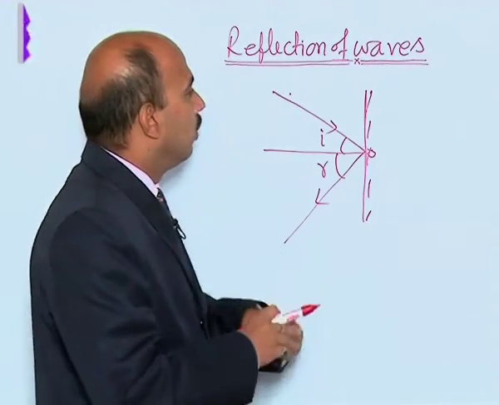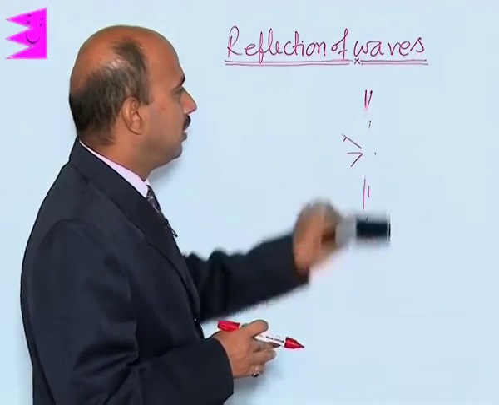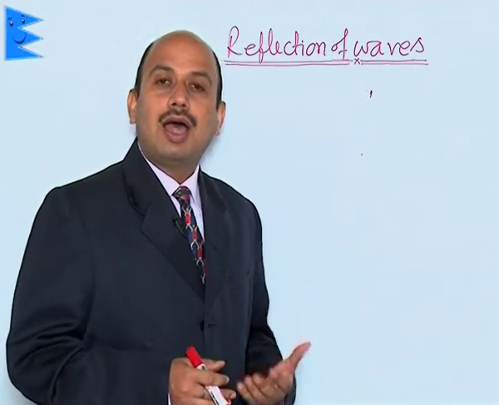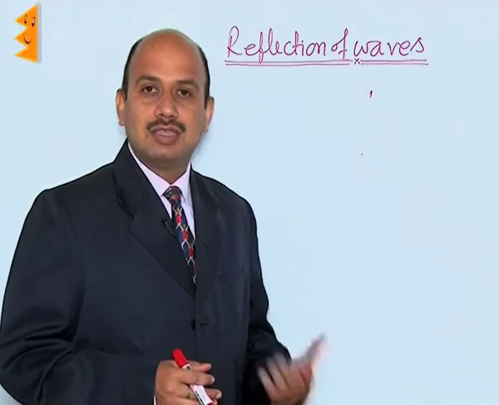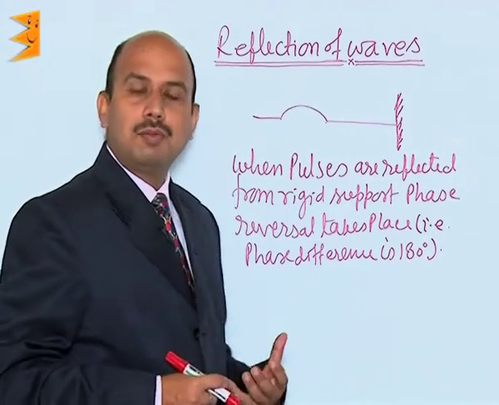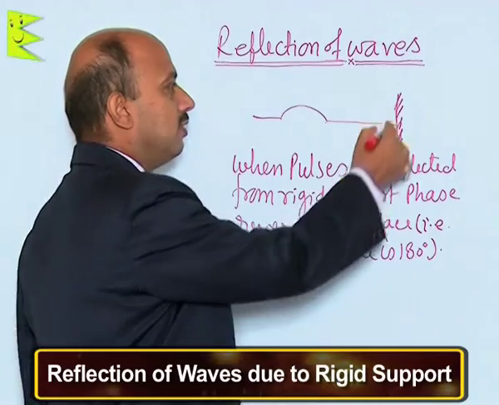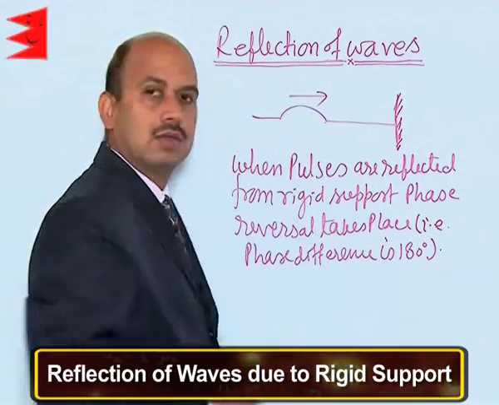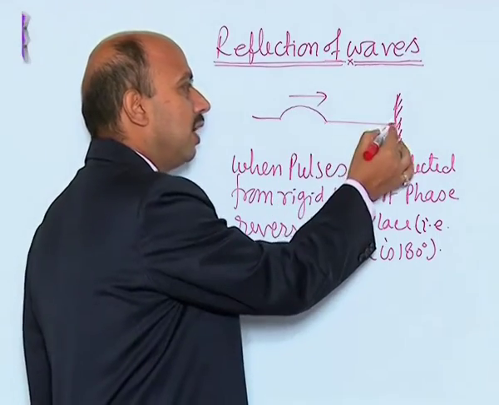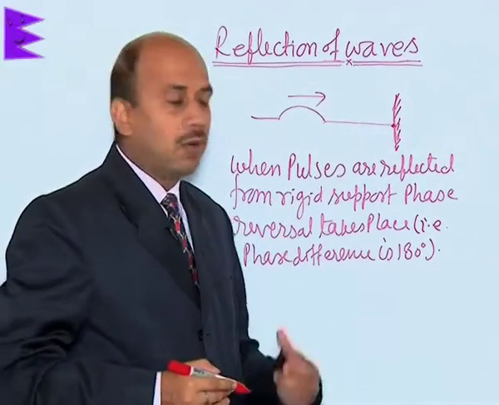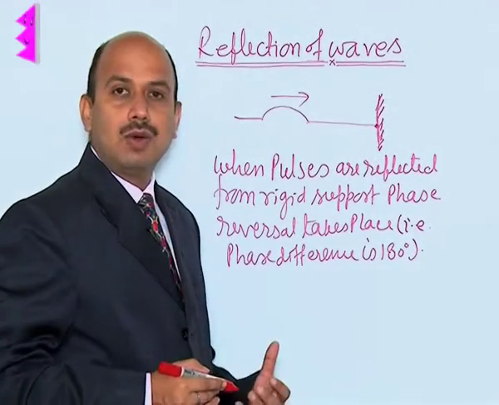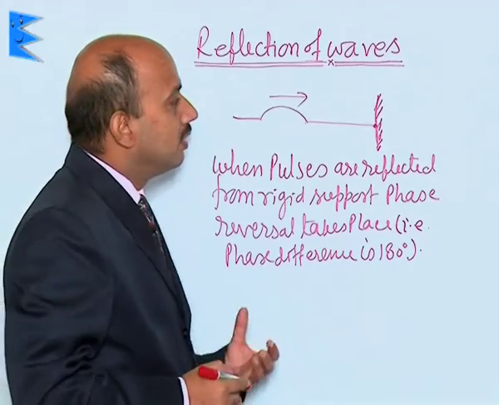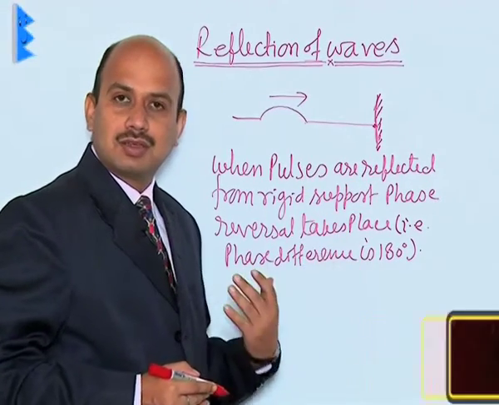So, now let us see what happens when the waves strike the rigid boundary and the boundary which is not rigid. Now, see, if you have taken a string which is fixed at the rigid support and the pulse is coming from this side. When this pulse strikes at this boundary, the wall exerts equal and opposite force on this string here. Because of that, the pulse gets reflected.